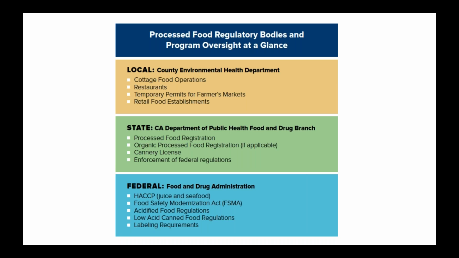Then at the state level, we have those three that we've mentioned, the PFR and the cannery license, and then also many of the federal regulations are actually enforced at the state level. So for example, the Food Safety Modernization Act, the preventative controls rule for that in California, the California Department of Public Health is doing the enforcement for the most part in California. It doesn't mean FDA couldn't show up at a facility to inspect them, but the Department of Public Health is mainly doing that.